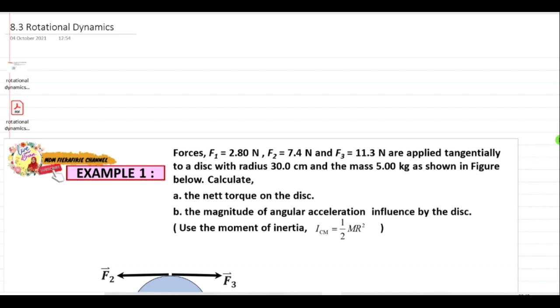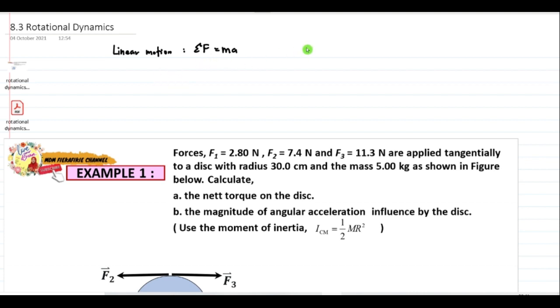Jadi dalam video kali ini, kita akan discuss beberapa soalan berkaitan dengan subtopik 8.3 iaitu Rotational Dynamics. Okay, but before that, remember, before this, we have learned about linear motion. Based on Newton's law, total force is equal to ma. So when there is a total force in the system and there is an acceleration a, alright, but when the total force is equal to 0, it means that the system is in equilibrium.